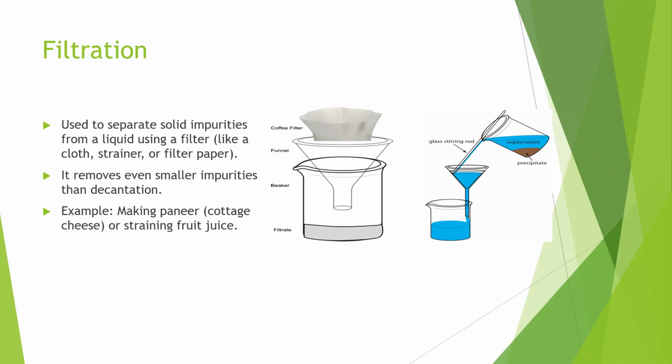Sometimes decantation is not enough. If you make tea, can you just pour it out? No, the leaves will fall in. So we use filtration. We use a filter like a tea strainer, a piece of cloth, or filter paper. This catches even the small impurities. We also use this to make paneer at home, separating the solid paneer from the liquid whey.